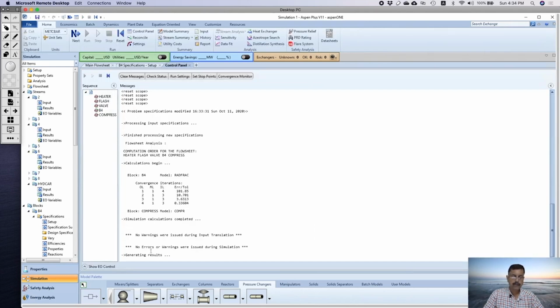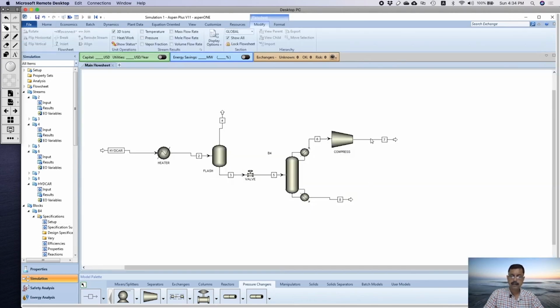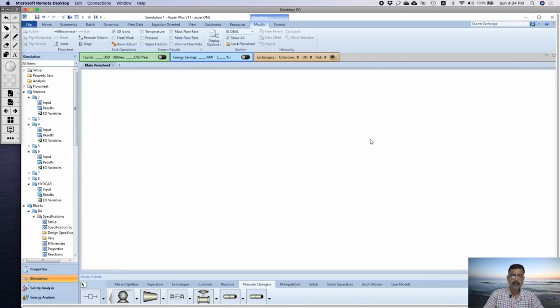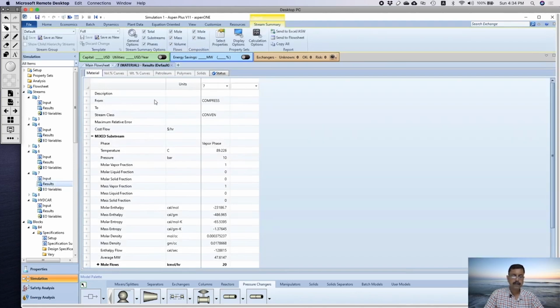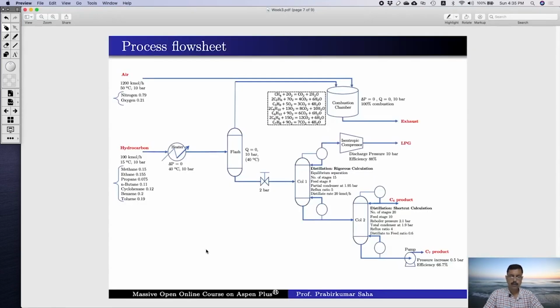It simulates with no warnings and no errors. And let us check the results. Here, see the results. We have molar flow rate of 20 kilomoles per hour. That is exactly what we wanted. We wanted 20 kilomoles per hour distillate rate, which exactly it is.